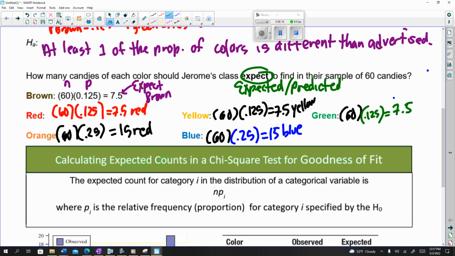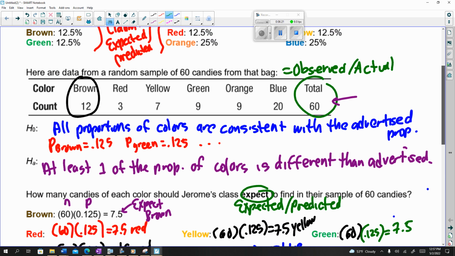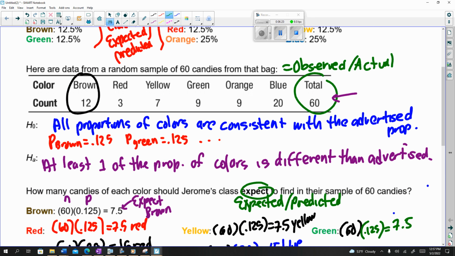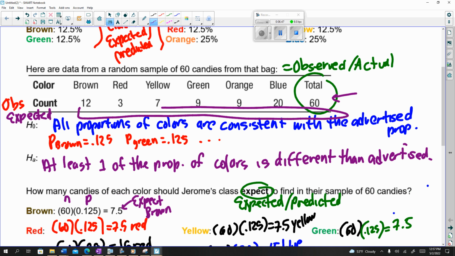So when we draw our expected counts, we can write them in our little table if we like, right next to the observed. Or you can make a separate row if you like, called predicted. So I'm going to go to my counts here and call these counts observed. Then I'm going to create a new row here called predicted or expected, and I'm going to put in this row what I got for these.